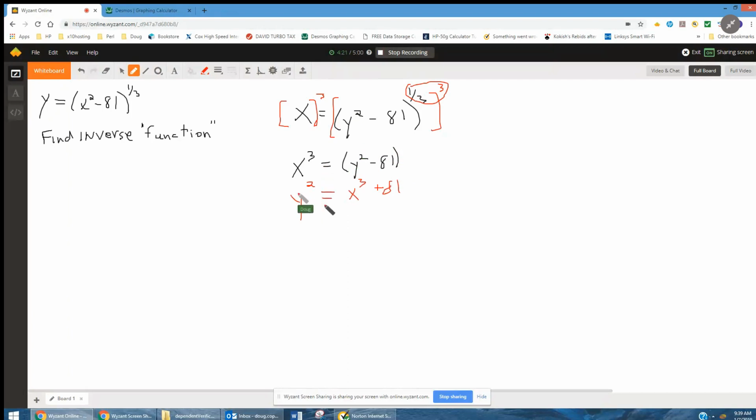And now I have to take the square root of both sides. Well, the truth is I could write plus or minus the square root of x cubed plus 81. But there's certain numbers for x that we can't take the square root of. But the fact is, if we want to have a function, we're going to eliminate the minus sign like we did on Desmos.